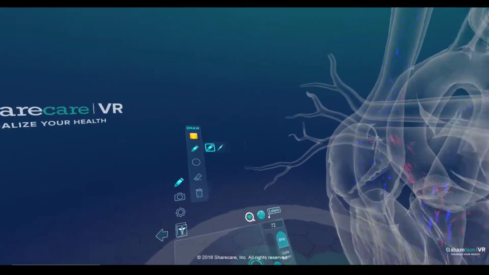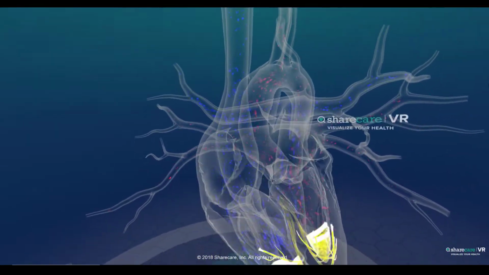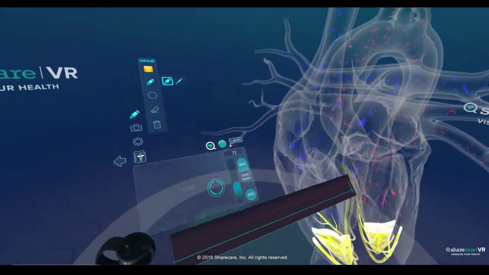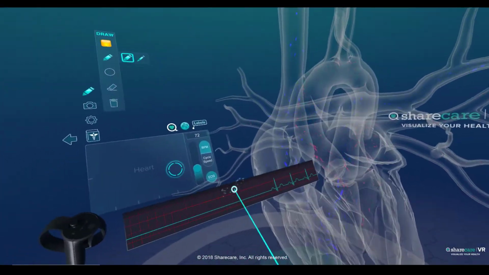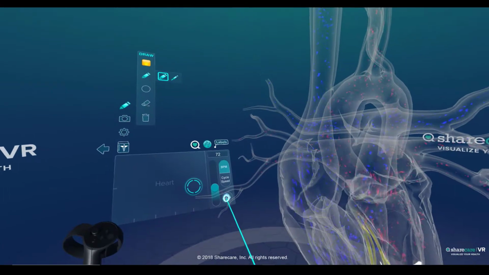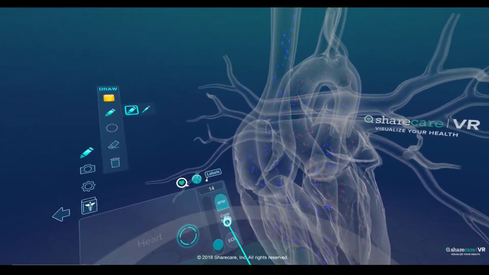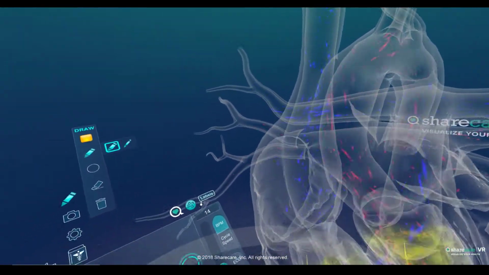So now what we're going to do is take a look at the electrical cycle here, and we're going to take a look at an EKG or an ECG. Actually, before we look at the ECG, let's take a look. I'm going to slow this way down so that we can watch what's going to happen.